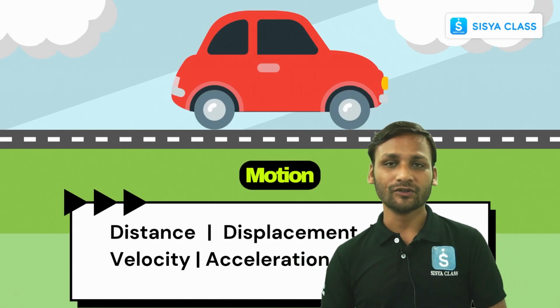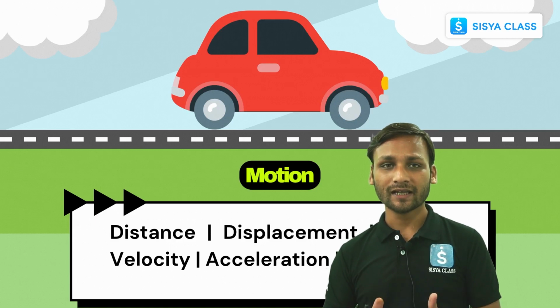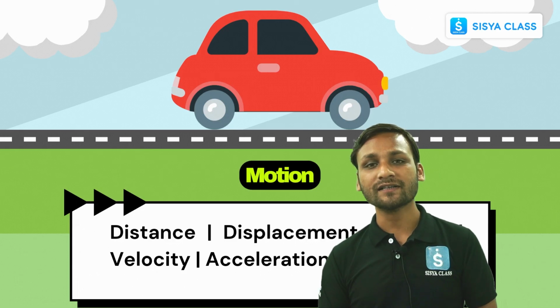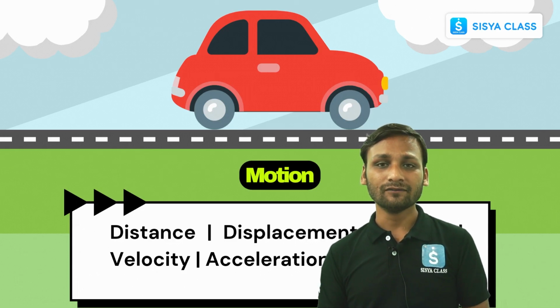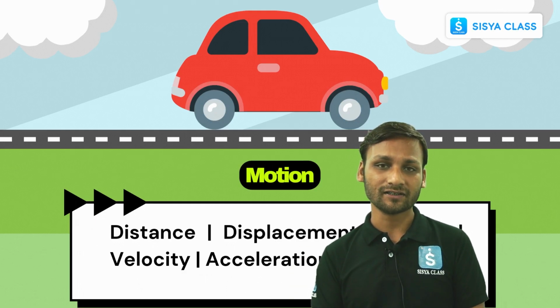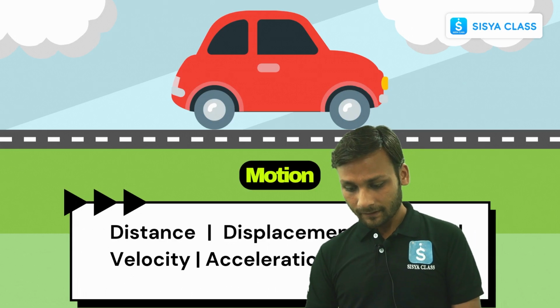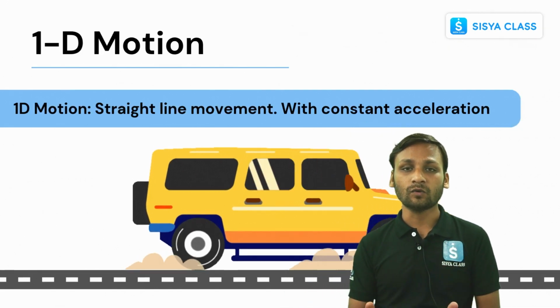So today we are going to study about the basic concepts of motion. Means today we are going to learn about what is distance, what is displacement, what is velocity, what is speed, and what is acceleration, and what is negative acceleration, or we know as retardation or deceleration. So let's get started. So first thing, we will study what is 1D motion.